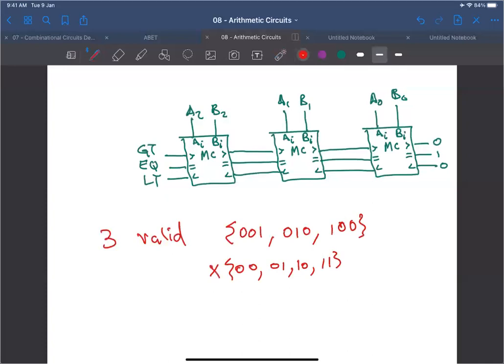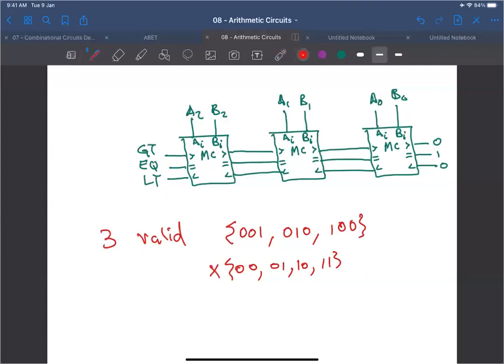Excellent. So the truth table of the cell is much more manageable, even though in the K-map you need a 5-variable K-map. But we didn't need the K-map anyway. We just did it using logic. So excellent. Any other question?